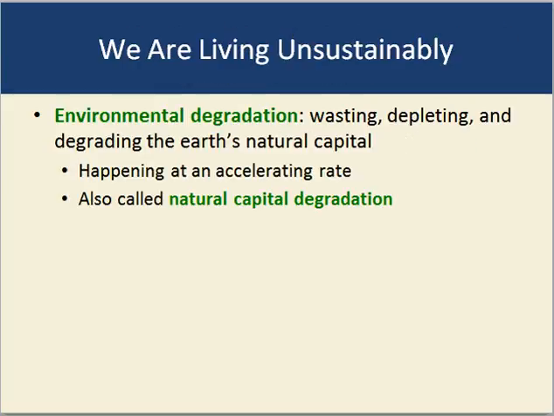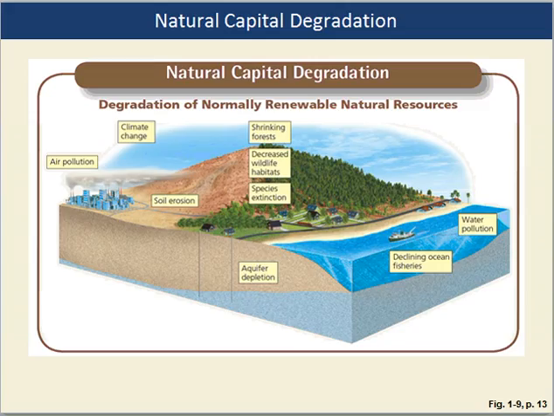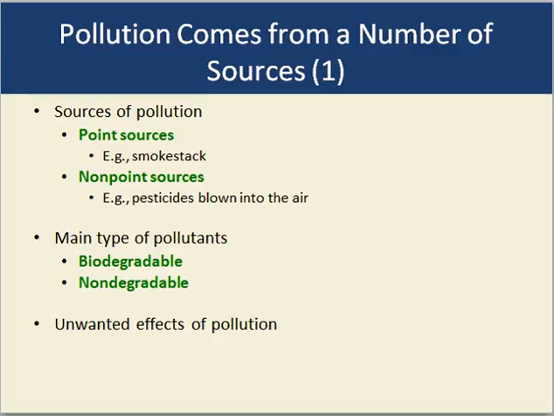Environmental degradation, which is the wasting, depleting, or degrading of the Earth's natural capital, has been happening at an accelerated rate. Degradation, I know you've seen examples, things such as decreased wildlife habitats, shrinking forests, water pollution. And pollution of these, there's two categories of pollutant sources we'll talk about.